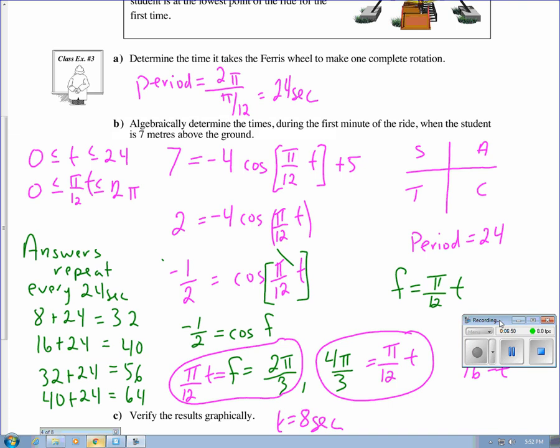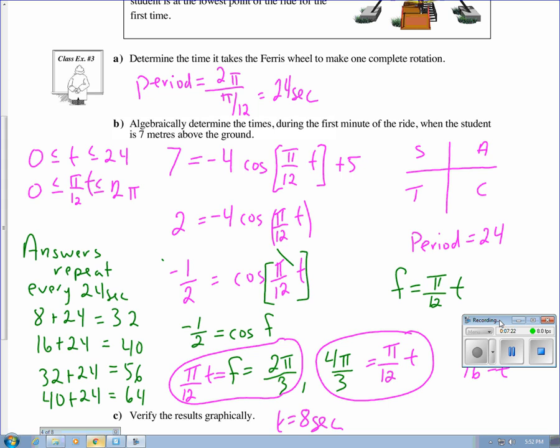So I'm looking at my time going from 0 to 24 seconds for one complete rotation. One complete rotation should correspond to 2 pi. So 0 to 24 on t represents 0 to 2 pi on pi over 12 times t. So I'm going to end up doing eventually the same thing with the contents of my cosine.